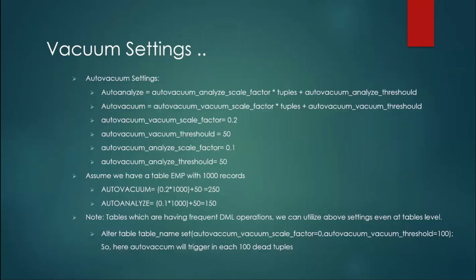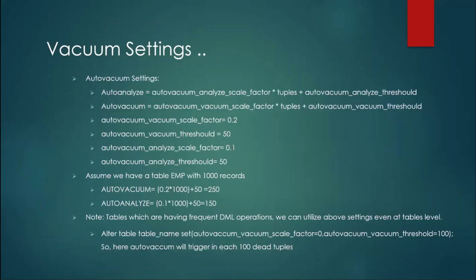Then you can see if you apply these particular values, then every 100 dead tuples, automatically the vacuuming operation will trigger. Like this, we can even change the threshold values with the help of ALTER TABLE SET. We can change it for a particular table, and we can even change it at the database level as well.